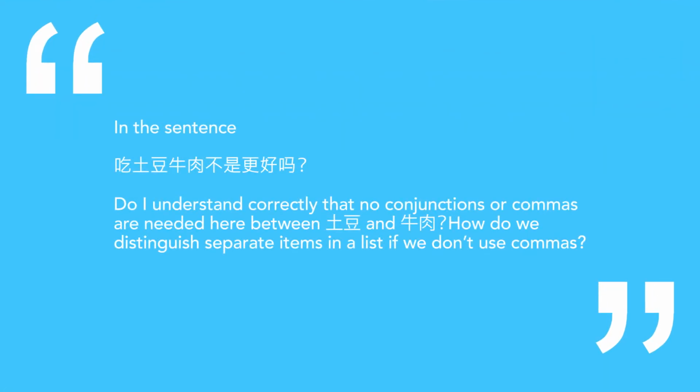In the sentence, 吃土豆牛肉不是更好吗? Do I understand correctly that no conjunctions or commas are needed here between 土豆 and 牛肉? How do we distinguish separate items in a list if we don't use commas? Right, so first of all, this is a part of a longer form content discussing potatoes and beef and different foods you can eat. And so that kind of helps because you know what the ultimate point of the longer form content is.